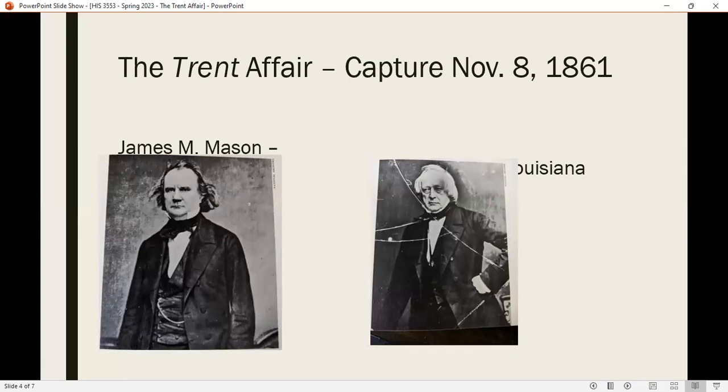Okay, so what is the Trent Affair? The Trent is the name of a British mail ship. And basically what happens, and we don't have him there, James Mason of Virginia and Mr. Slidell of Louisiana, that's covered up, are two Confederate government officials that are going to be sent, one to Great Britain and one to France, to form diplomatic relations. They're basically emissaries or diplomats.